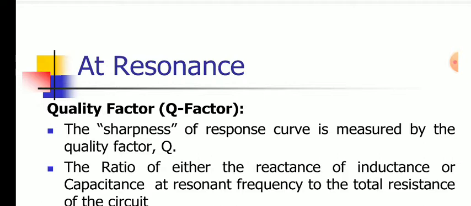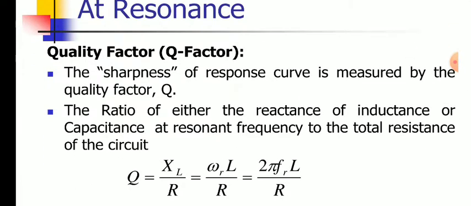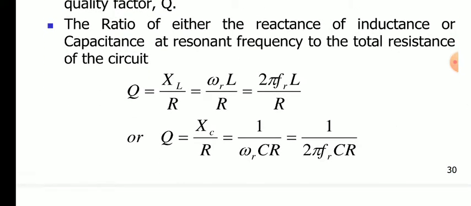Therefore, we can define the quality factor. The sharpness of the response curve is measured by the quality factor Q. The ratio of either the reactance of the inductance or the capacitance at the resonant frequency to the total resistance of the circuit is called the quality factor. Hence Q is equal to XL by R, or equal to XC by R. On simplification, we get 2 pi f L divided by R, or 1 over 2 pi f C into R.